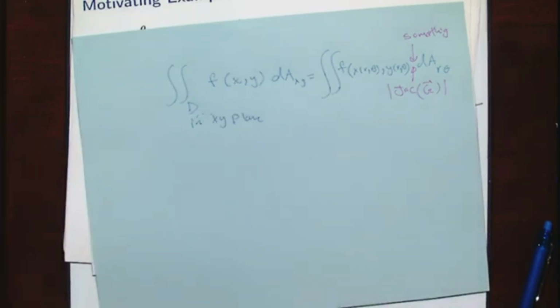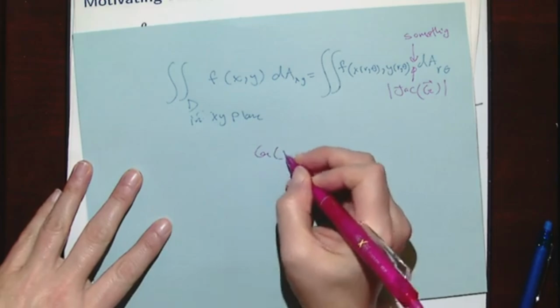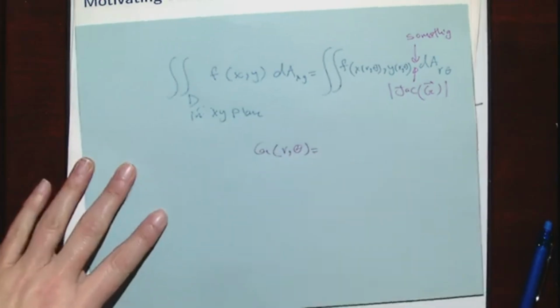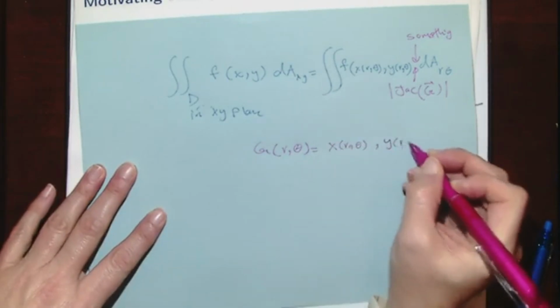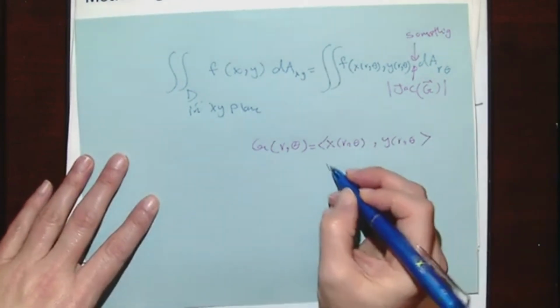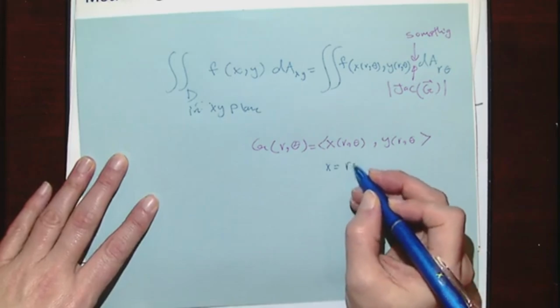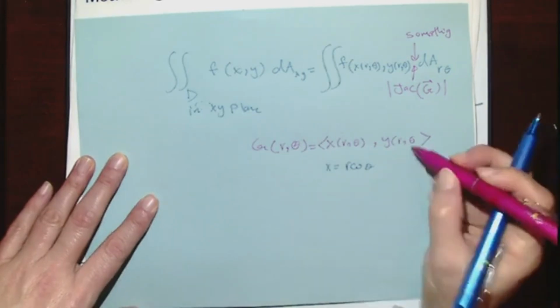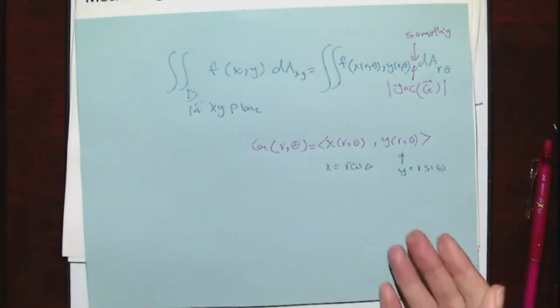Okay, so that thing is going to be the Jacobian of G. So what is G? G of r and theta is going to be equal to x of r and theta and y of r and theta. Can you guys tell me what x of r and theta is? Conversion formula. What is y of r and theta? r sine theta. And that's the conversion formula.